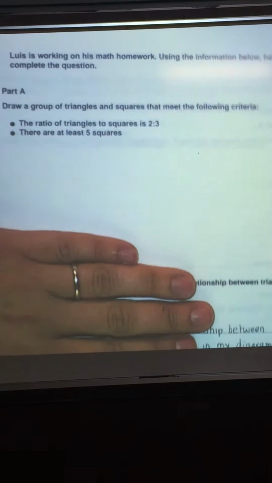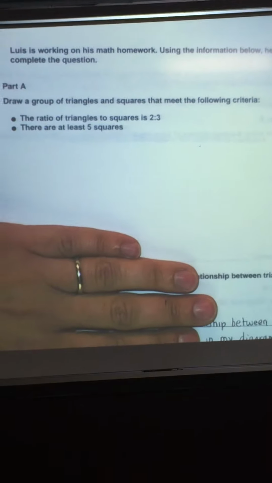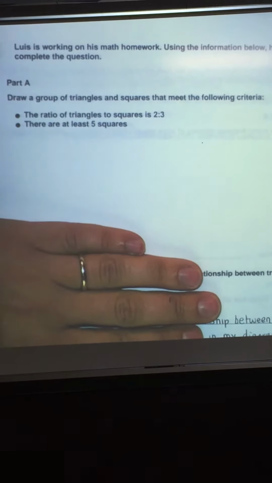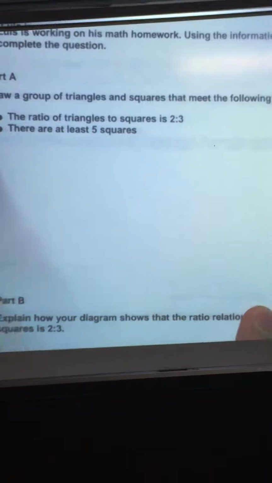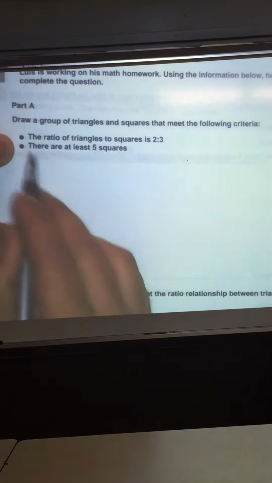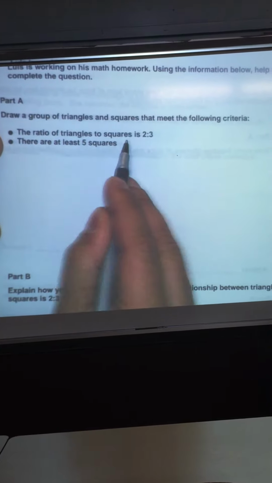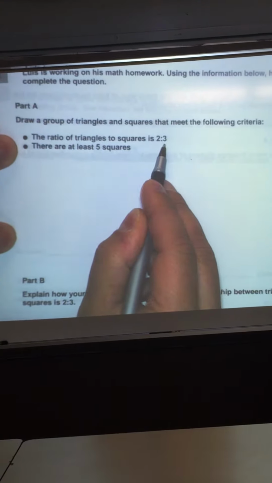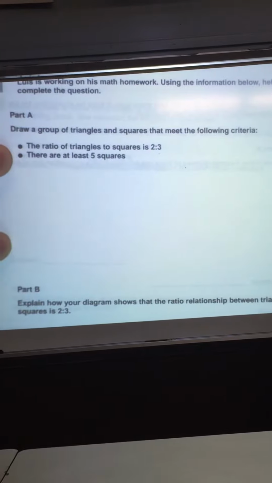Lewis is working on his math homework using the information below. Help Lewis complete the question. Part A. Draw a group of triangles and squares that meet the following criteria. The ratio of triangles to squares is 2 to 3. There are at least 5 squares.